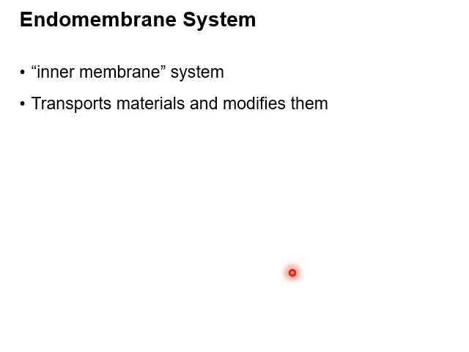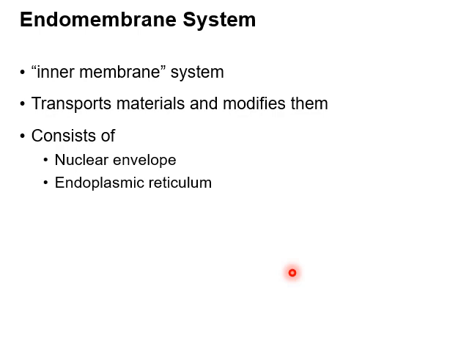So we're going to talk now a little bit more about the endomembrane system. And so this is an inner membrane system. The prefix endo refers to things that are inside of something else. And what this system does is essentially move materials throughout our cells. It transports them and it changes them around. It modifies them. And it consists of a few different parts, right? So it consists of the nuclear envelope, right? That's a membrane that is inside of our cells.